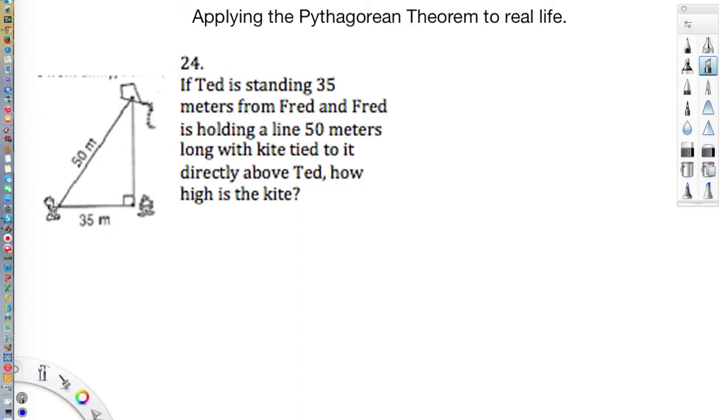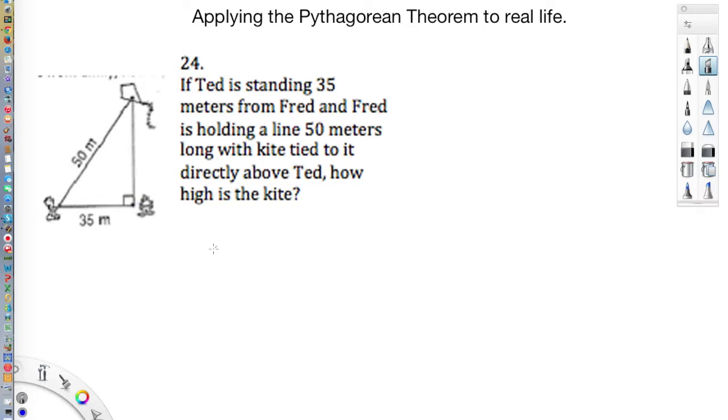Okay, so we've got Ted here. He's 35 meters from Fred. Ted also has a kite here that is 50 meters apart from him on a horizontal line. And if we drop down and make a right triangle here, we can figure out what the height is of the kite, since it's directly above Fred. Okay, so there we go.